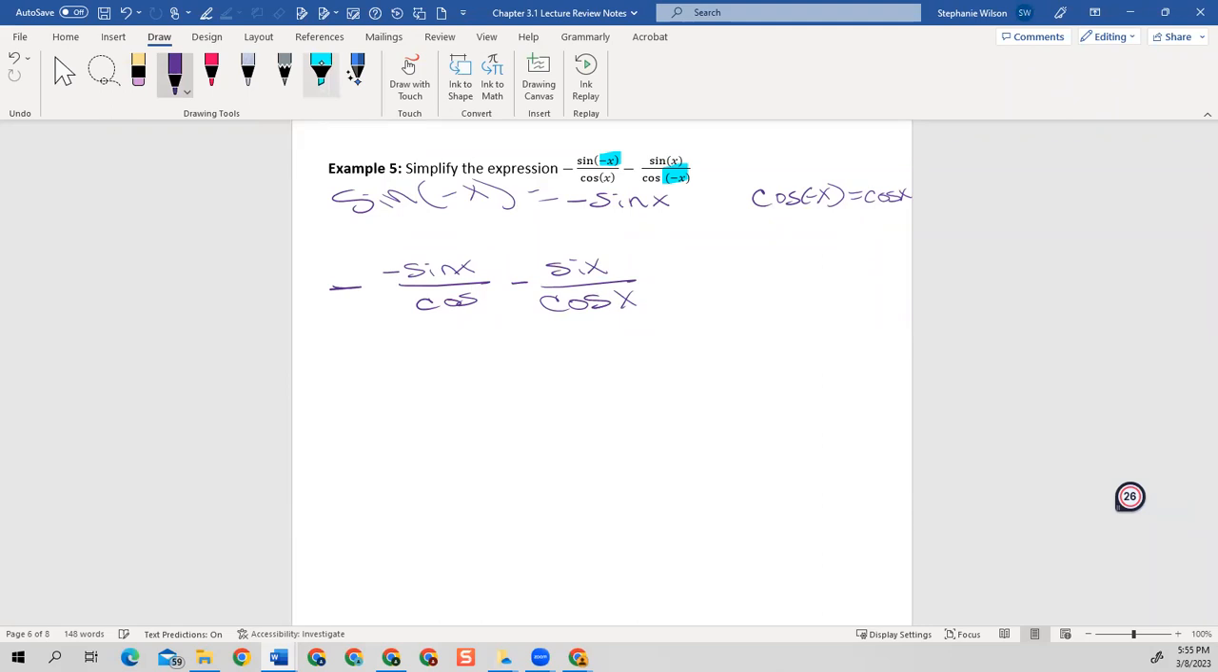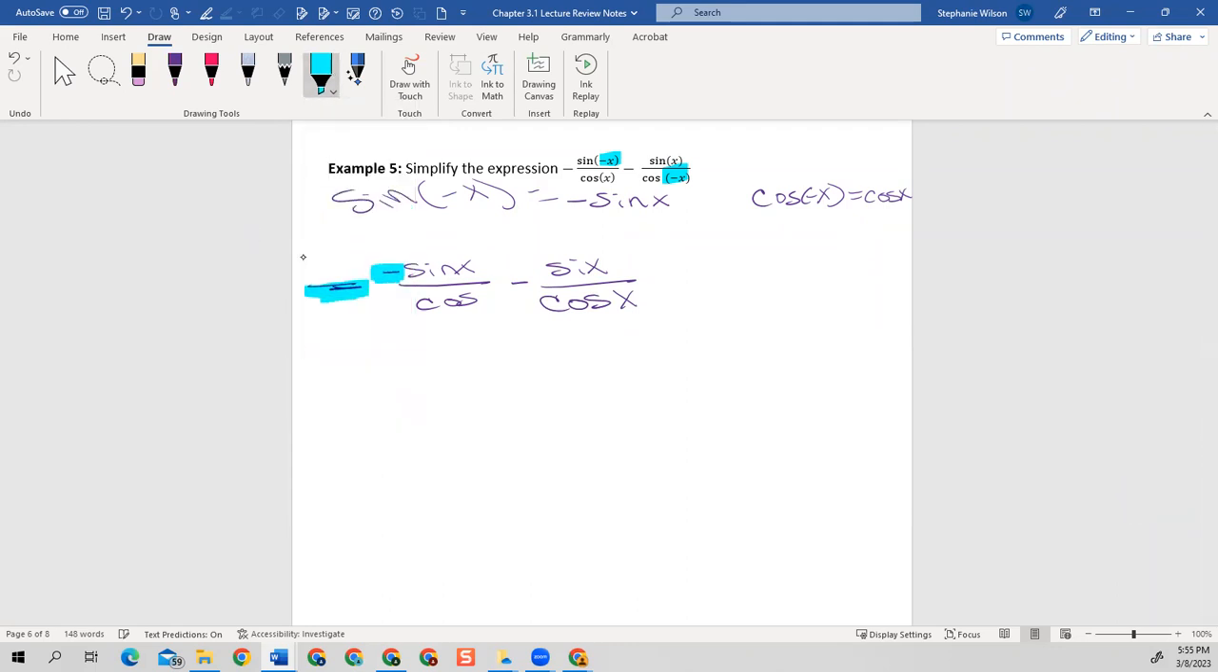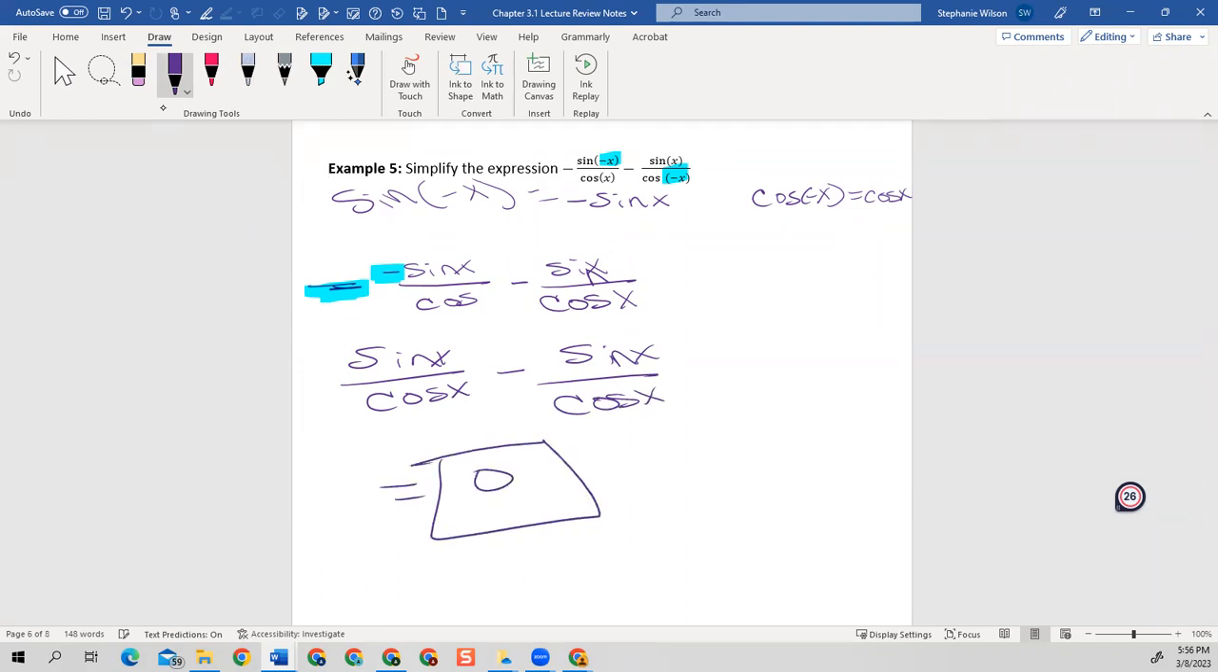Well, this, oops, I was hoping the highlighter would come back. There we go. This minus and this minus becomes a positive. So now I have sine of X over cosine minus sine of X over cosine gives me 0. That's my answer.